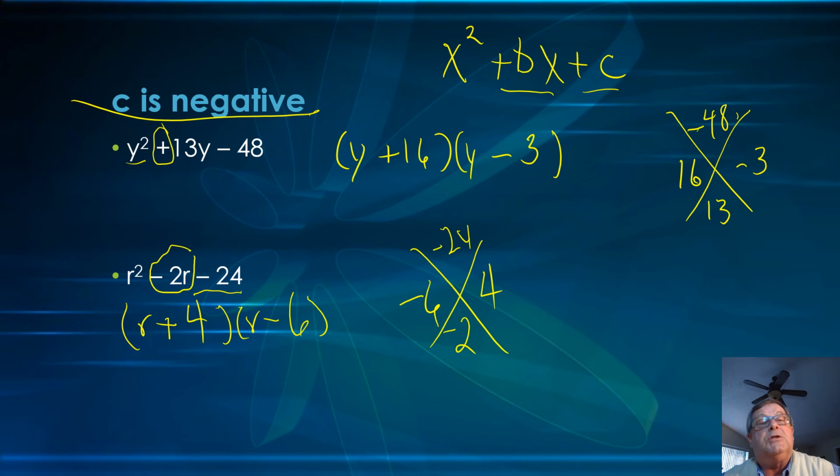We have factored these two quadratic expressions when my C term, my last term, is negative. I've got a positive and a negative inside my factor parentheses.